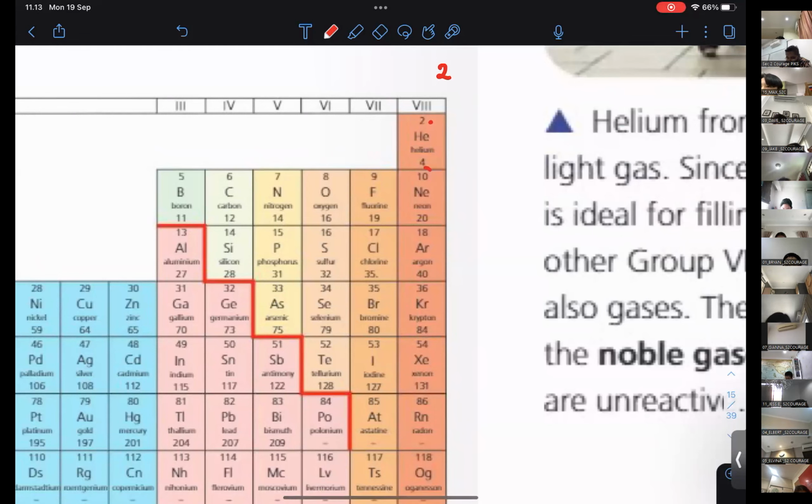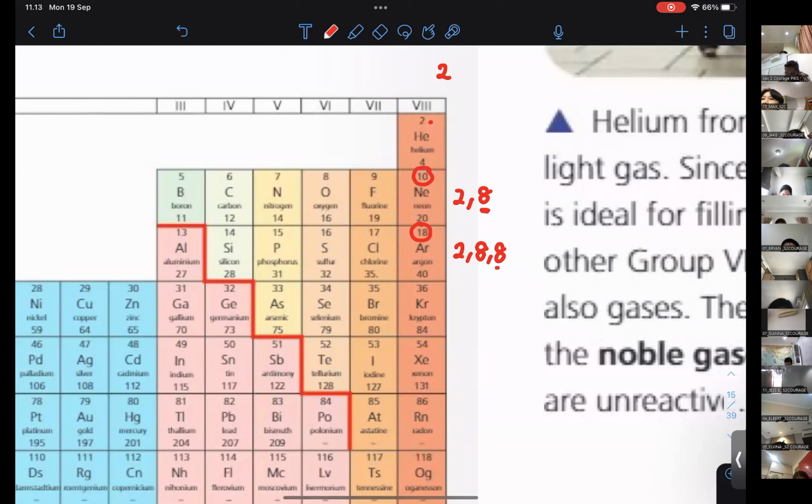If you look at neon, it is going to be 2,8. If you look at argon, it is going to be 2,8,8. So in the end, the valence electron is going to be 8. That's why they call it group 8. Because the valence shell, the outermost shell, is complete with electrons, there is no electron going out. There is no electron coming in.